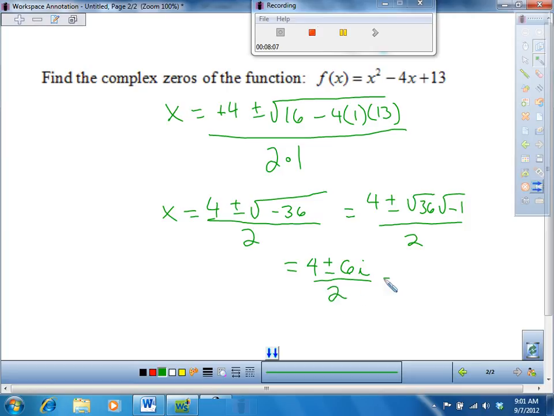And now you can divide everything by 2. So that's equal to 2 plus or minus 3i. So in other words, one root is 2 plus 3i, and one root is 2 minus 3i. You've done this before. So those are the complex zeros.